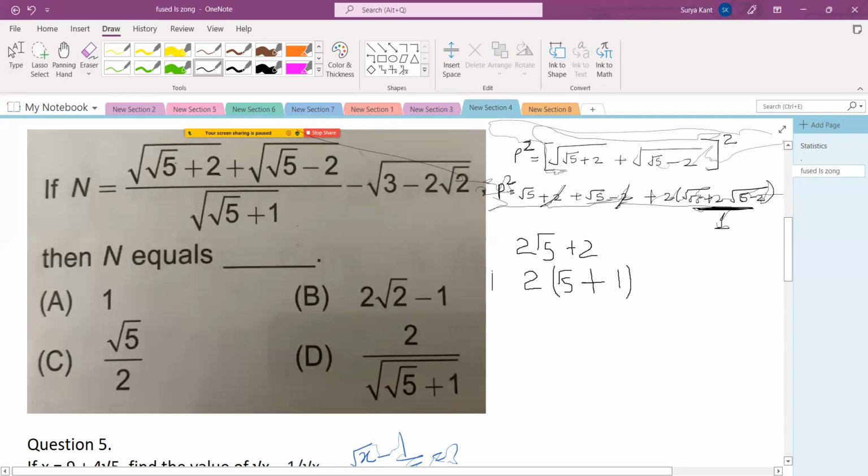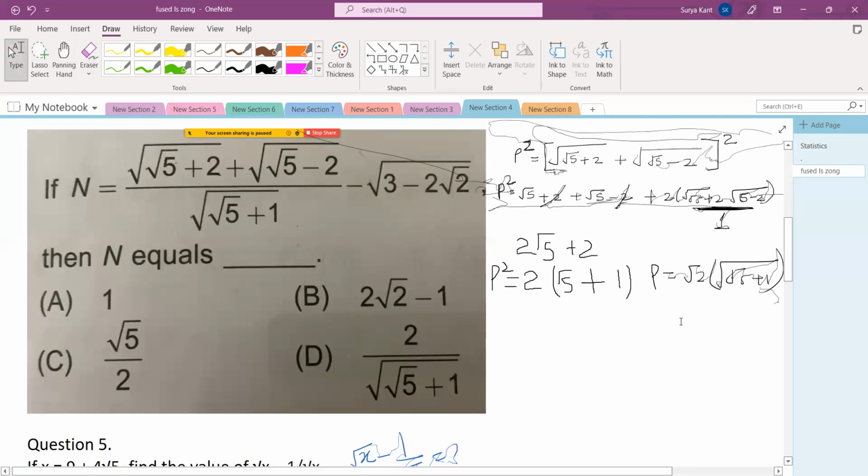Yes, sir. This is the value of P square. If you want to write P, what can we write? Root 2. Again, we'll write root 2. If you want to write P, then what can we write for P? The root of 2 into root 5 plus 1. Root of 2 into big root and then root 5 plus 1, correct?